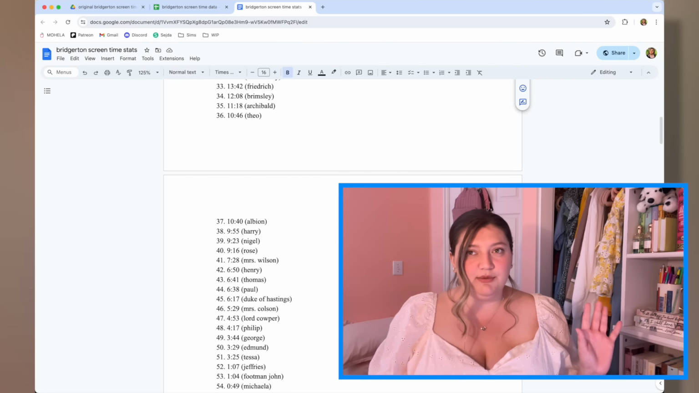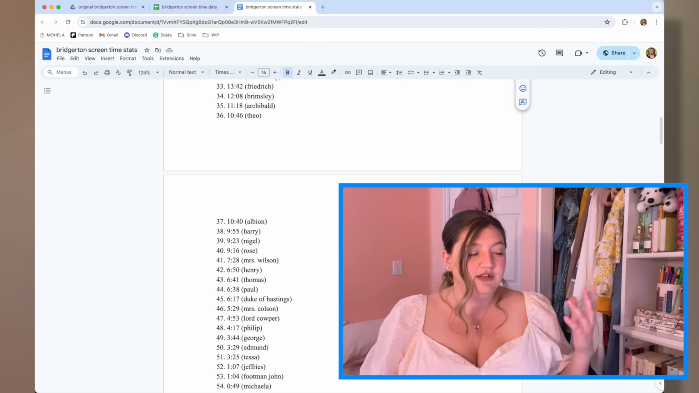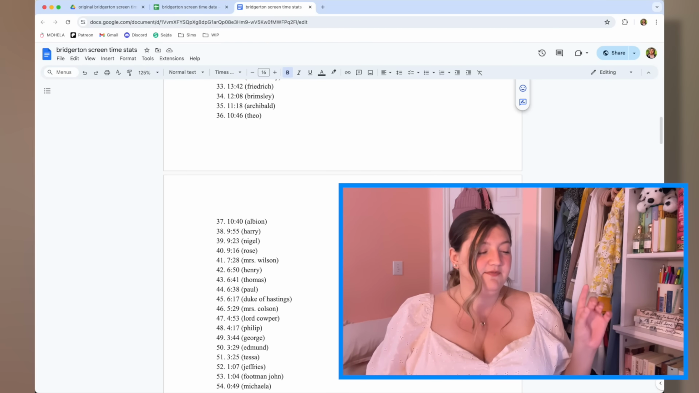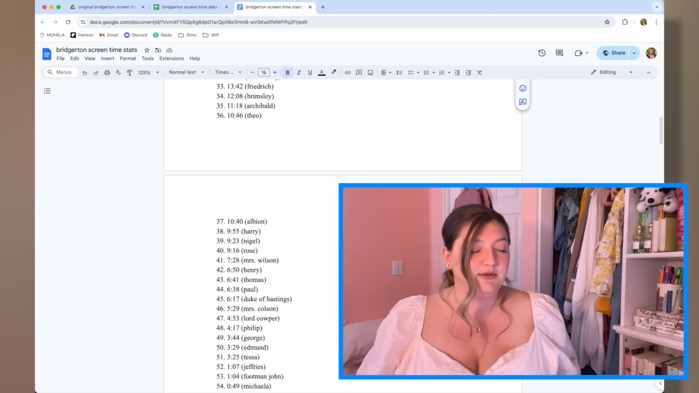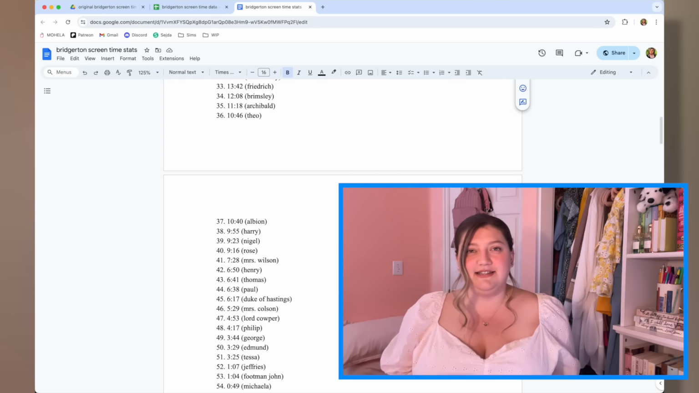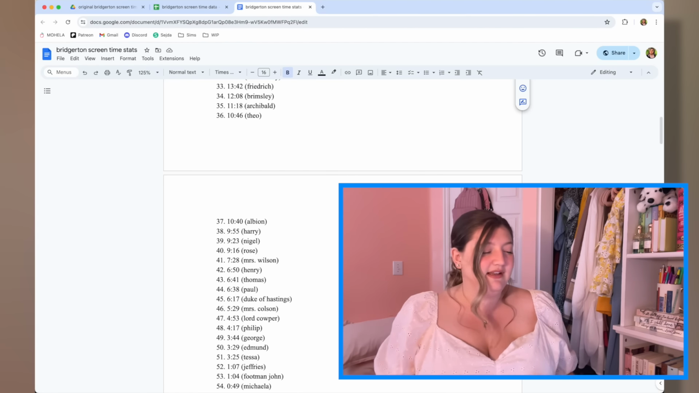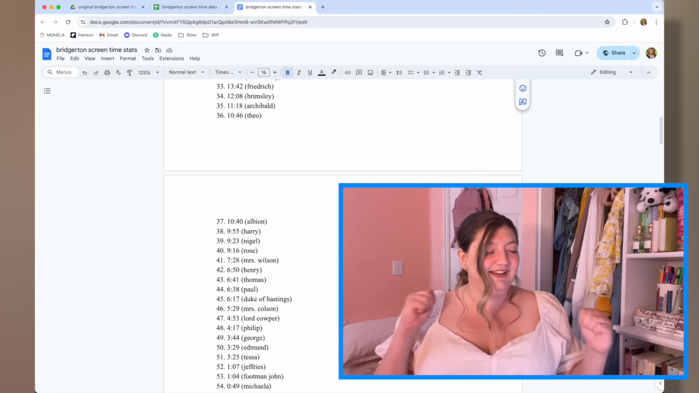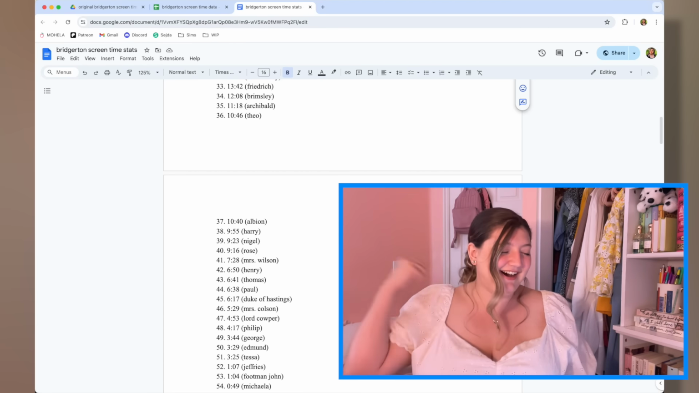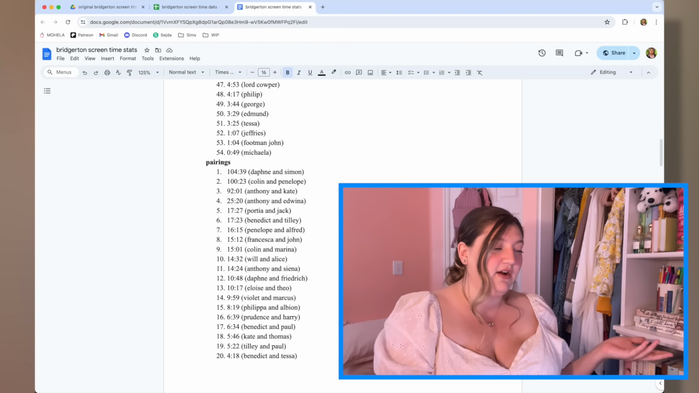Tessa is the girl Benedict hooks up with in season 2. Jeffries is Simon's footman. Footman John, who is not relevant enough to include, but I included him because Footman John is surprisingly relevant in the fan space for some reason. And then Michaela hanging in there in last place. Let's go, Michaela. Now let's scroll down to pairings.